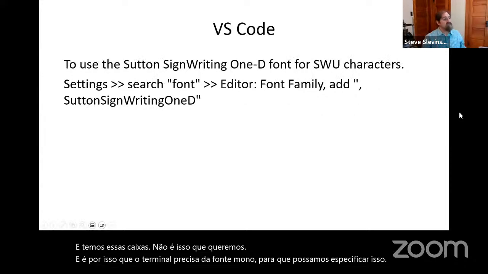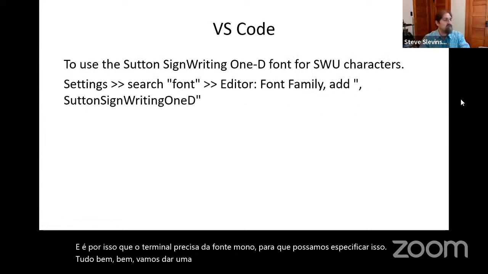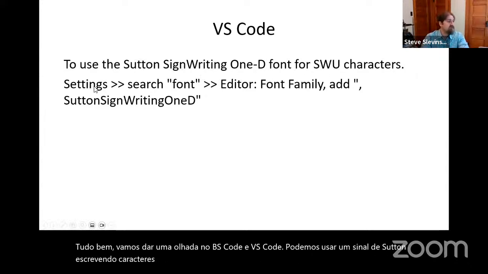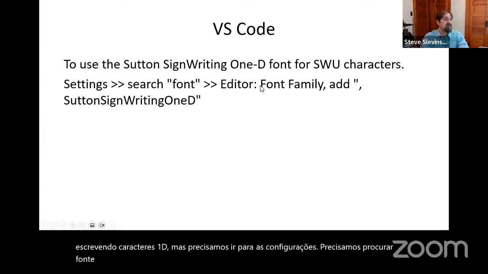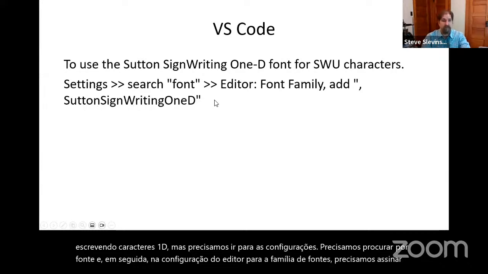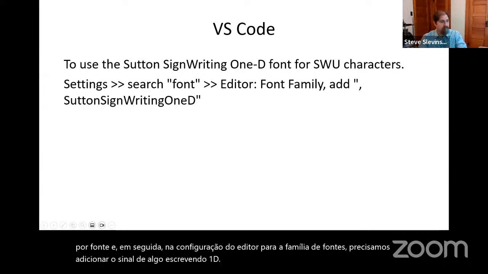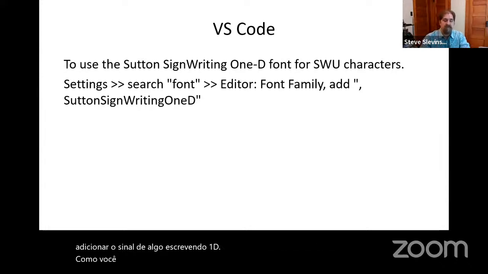All right, well, let's take a look at VS Code. In VS Code, we can use the Sutton SignWriting 1D characters, but we need to go to settings, we need to search for font, and then in the editor setting for the font family, we need to add the Sutton SignWriting 1D. As you can see on here, we have our 1D characters.